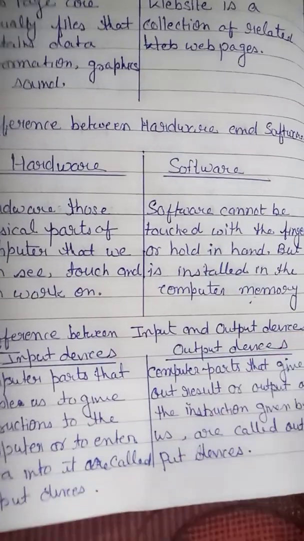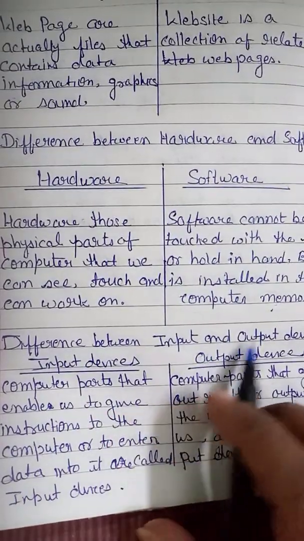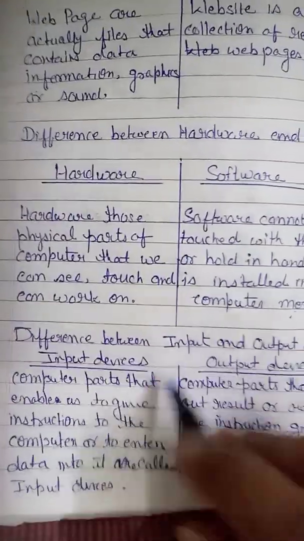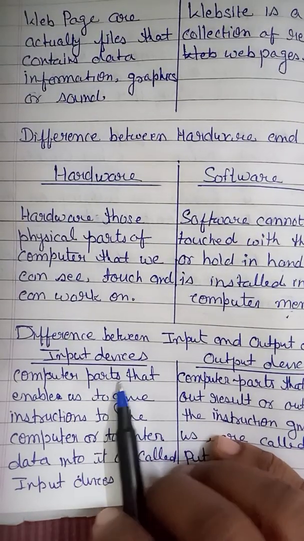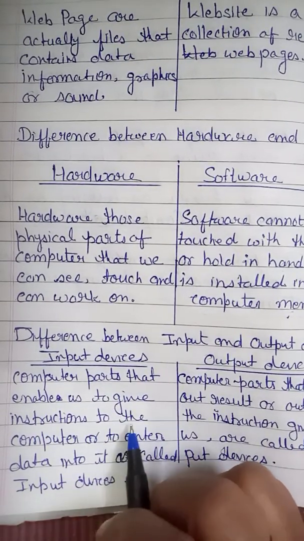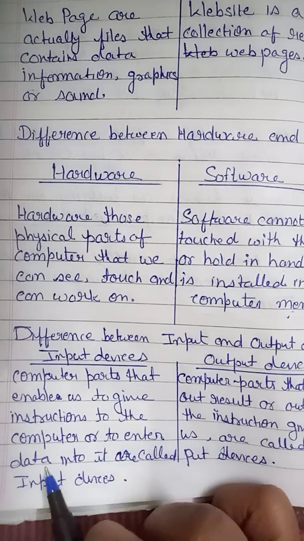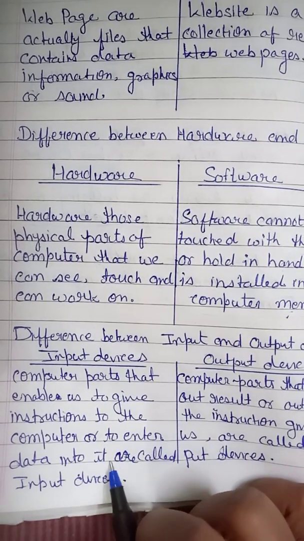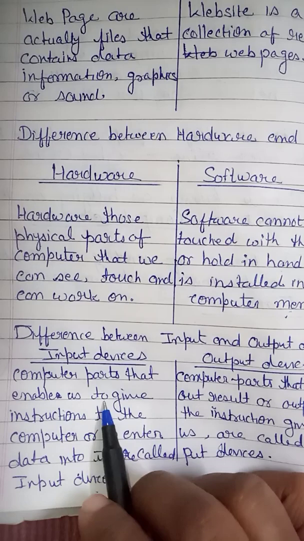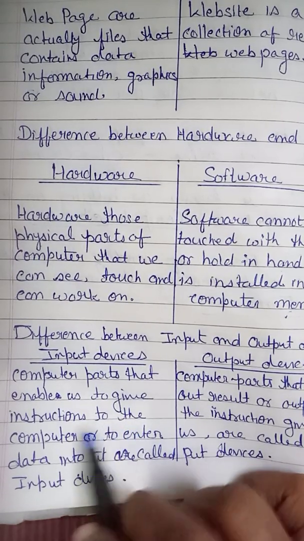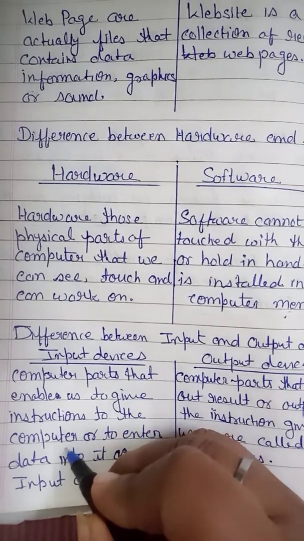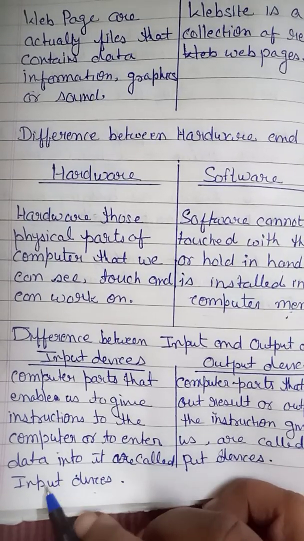Now third, difference between input and output device. First, input device. Computer parts that enable us to give instruction to the computer or to enter data into it are called input device.